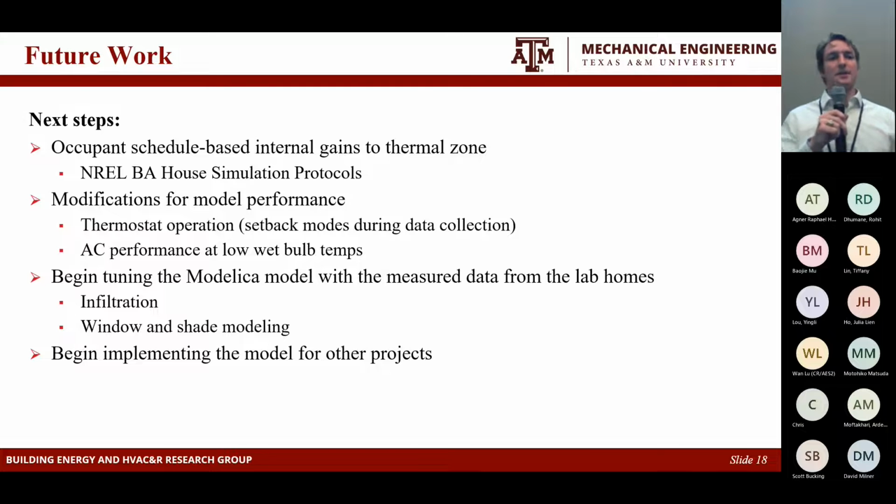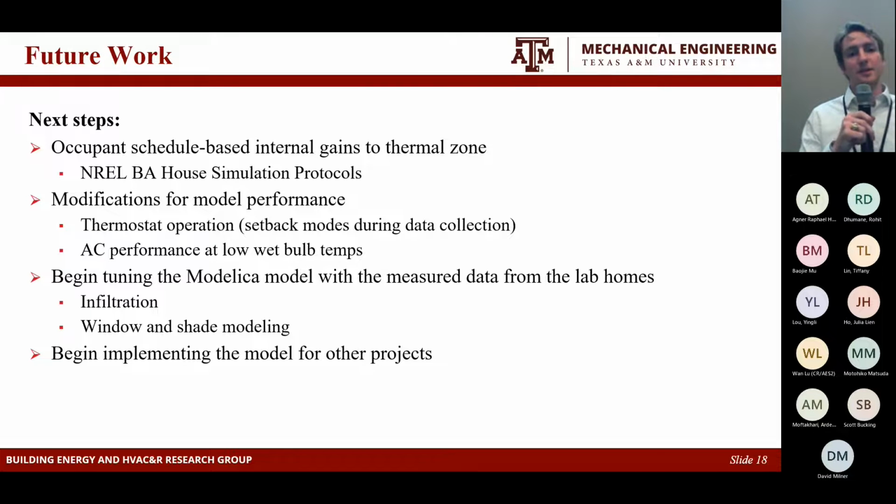There need to be some modifications in our model on the thermostat operation. During this operation period, we had some issues with our thermostat, and we couldn't control the setback temperatures to be the same as the set point that we designed it at. And then also, like I discussed before, the AC performance at the low wet bulb temperatures is a little bit concerning. So I need to revisit the modifier functions and how they were implemented in the Modelica model that I showed.